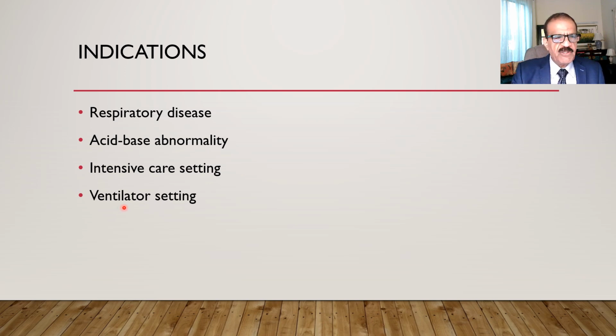Then ventilator setting. If somebody is on a ventilator, of course we need to do the blood gases frequently to adjust the setting of the ventilator. So as I said, actually the list is longer. You can imagine anybody who is critically ill would benefit from arterial blood gases.